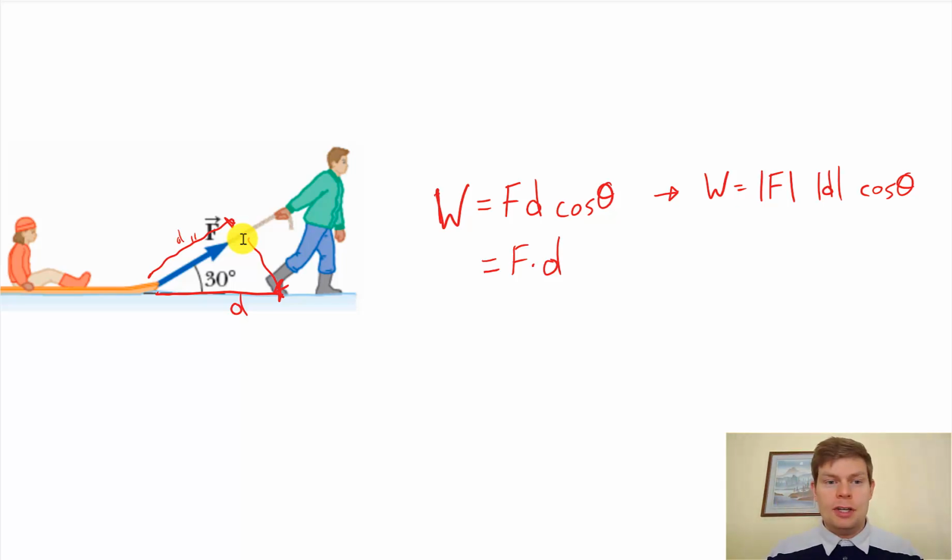So you can either think of it as the component of the force in the direction of the displacement, or the component of the displacement in the direction of the force. That is how we find our work. And this is equivalent to just F dot D. F dot D gives you the component of one of the vectors in the direction of the other, multiplied by the other vector. So it's equivalent.